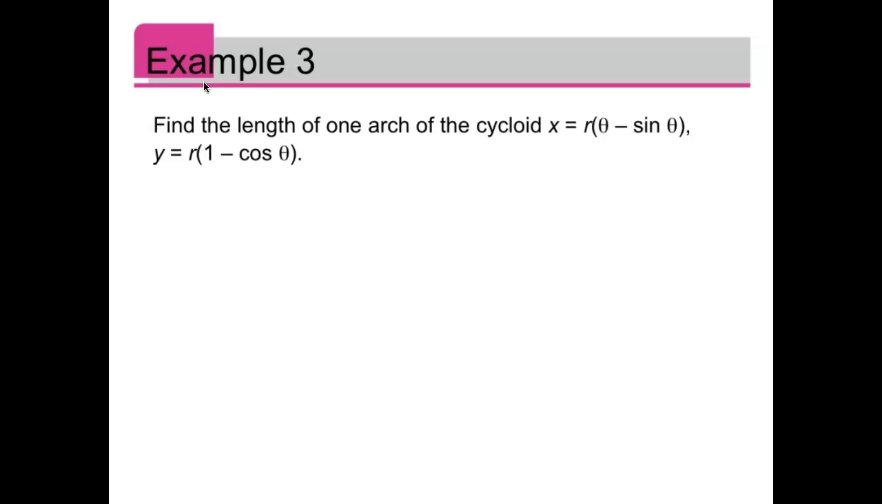So basically right away I'm going to say, okay, I have my integral. My arc length is the integral from 0 to 2 pi, since that's the interval over which theta will trace out one arch of that cycloid. And now I'm going to do the square root of (dx/d theta) squared, that's our parameter here, plus (dy/d theta) squared, and that's all with respect to theta.